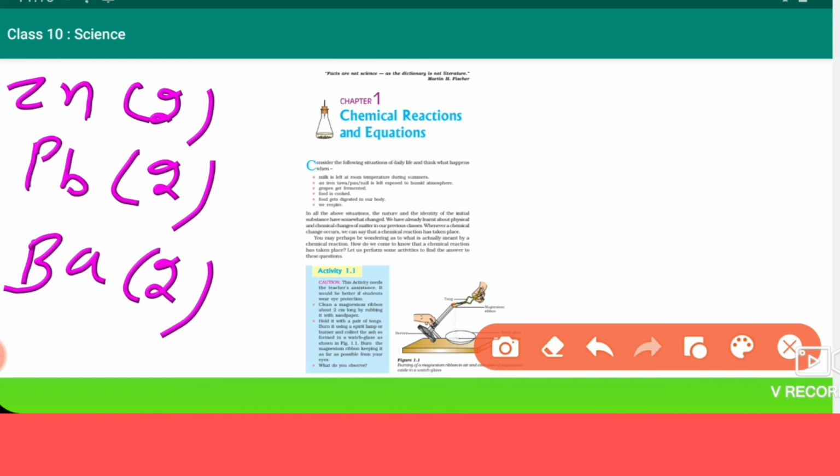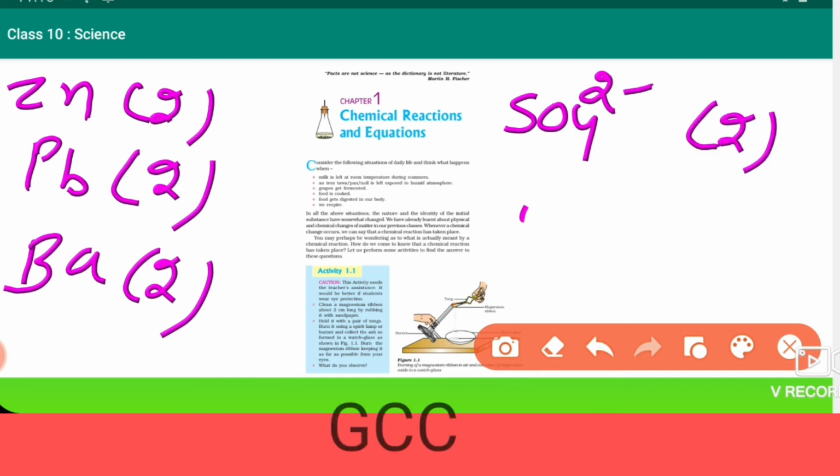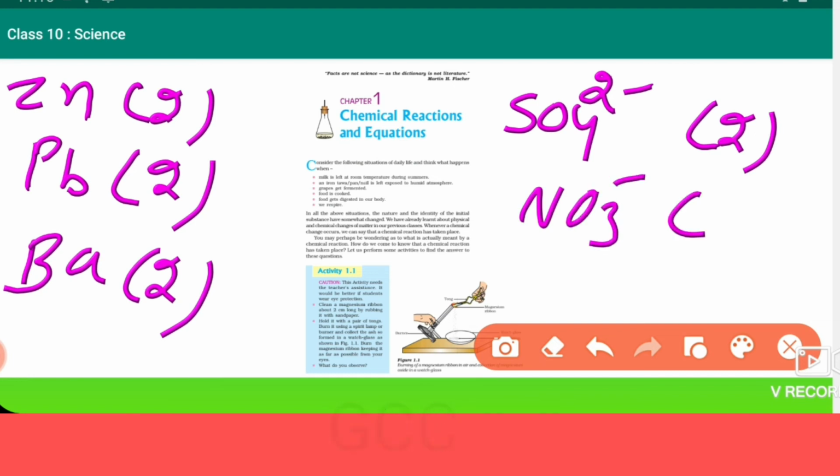And after that there are some anions. Suppose sulfate ion is represented by SO4 2 negative, its valency is 2. Nitrate ion is represented by NO3 negative ion, its valency is 1. Okay, like this way we should know all the things. One by one I will tell you as the lesson moves on. So now let's start the lesson.